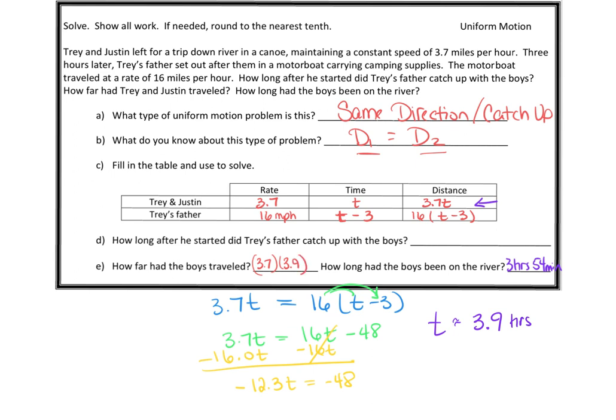We said their distance is rate times time. Their rate was 3.7. Their time was 3.9. They traveled about 14.4 miles. How long did their father travel? Well, they traveled 3 hours and 54 minutes. He traveled 3 hours less, 54 minutes, right? 54 minutes for him.